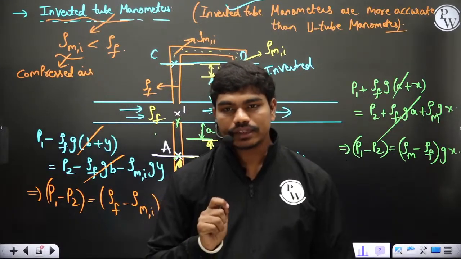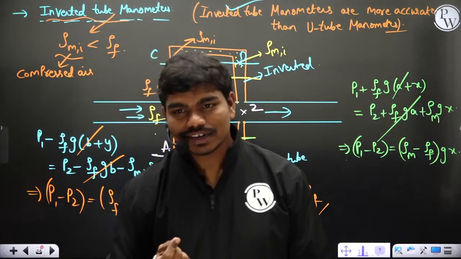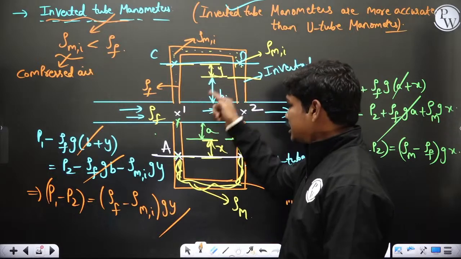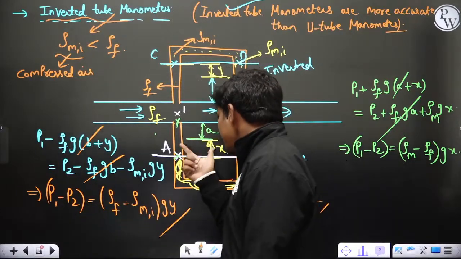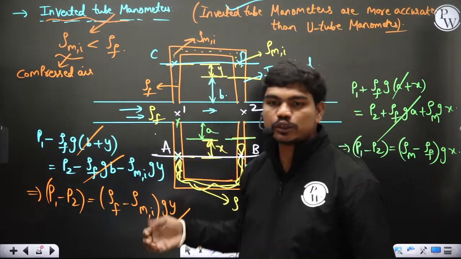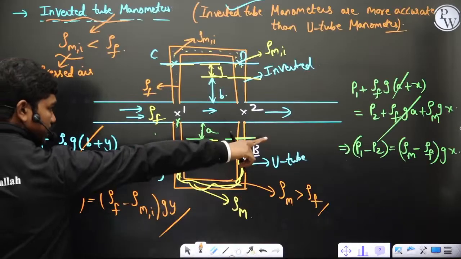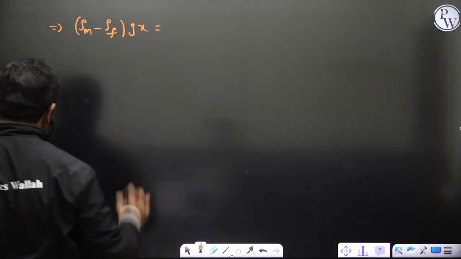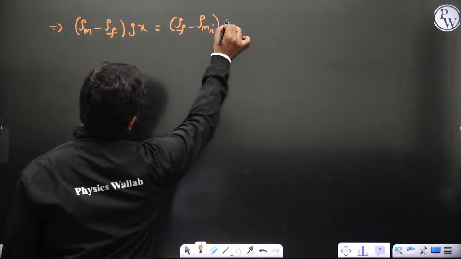Now tell me one thing, but still not getting the accuracy reason. Just 1 minute, it will get cleared. See here, you calculate this P1 minus P2 using this or using this; the value should be the same. Yes or no? So please tell me, in this case the pressure difference P1 minus P2, whether you calculate using this manometer or this manometer, it should be the same because it's the same pipeline. So if P1 minus P2 is the same in both cases, the density of manometric fluid minus the density of fluid into g x should be the same as density of fluid minus rho manometric inverted, into g y.